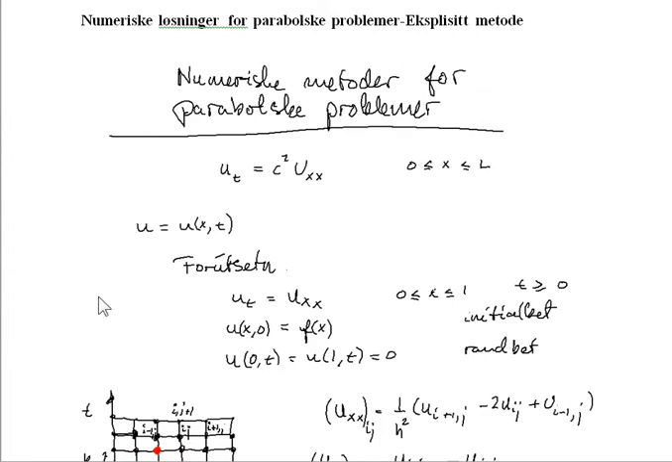Let's now turn to a numerical solution for parabolic problems. The first method we are going to show you is the so-called explicit method. We recall that the parabolic equation takes the following form, the usual parabolic equation called the heat equation, and the spatial coordinate x is between 0 and capital L.